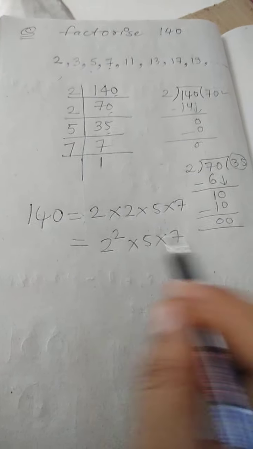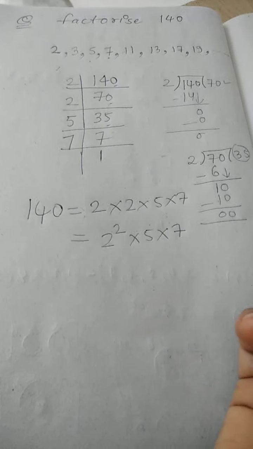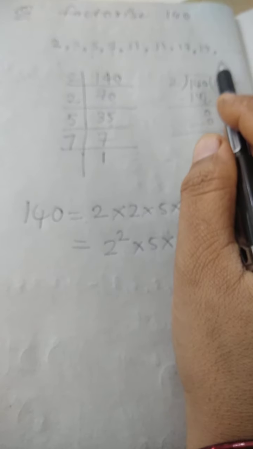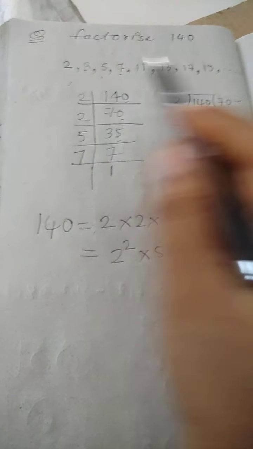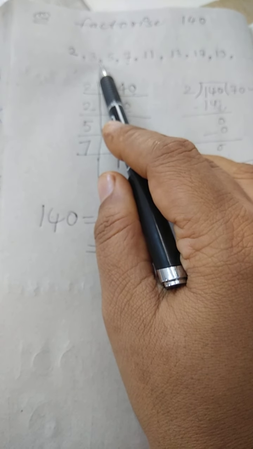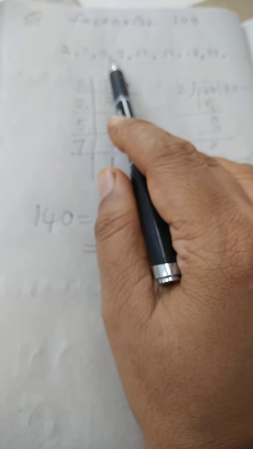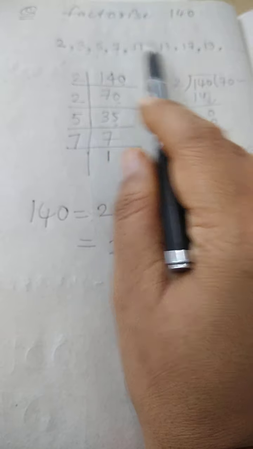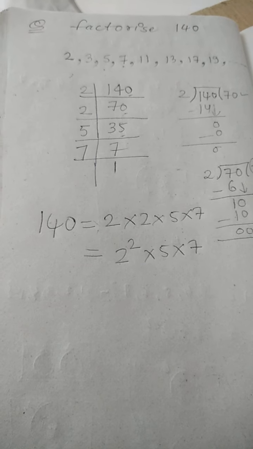One more thing I will tell. What are composite numbers? See, these are prime numbers. The numbers which are not prime are composite. See here, we don't have 4, that means 4 is a composite number. 6 is a composite number. 8, 9, 12 are composite numbers because they have more than two factors.